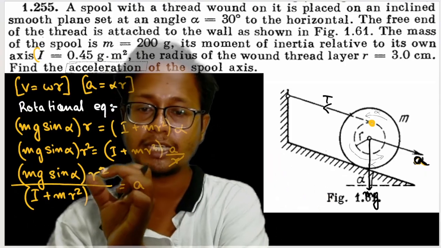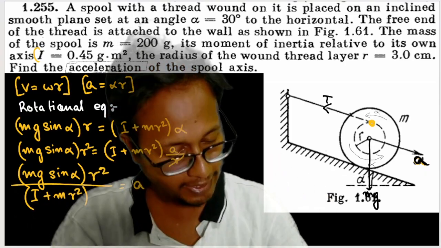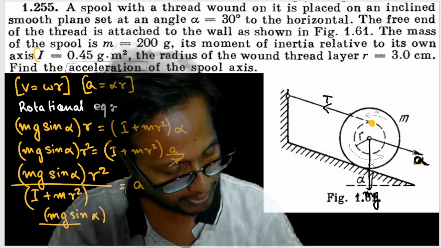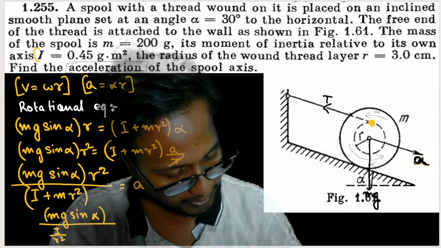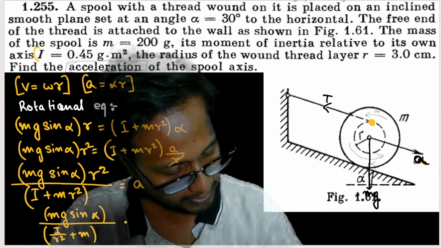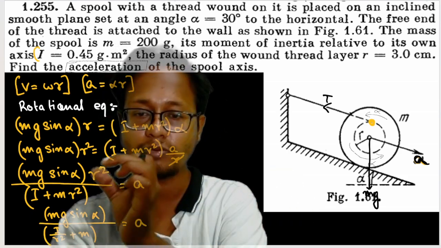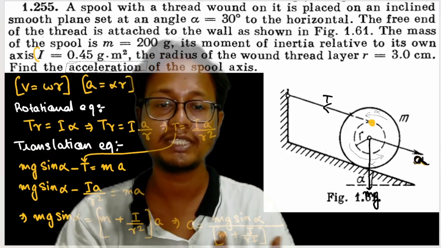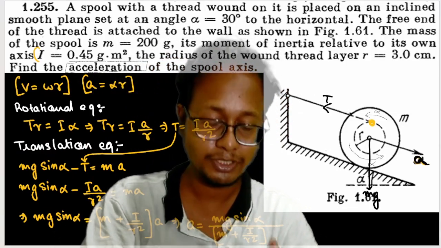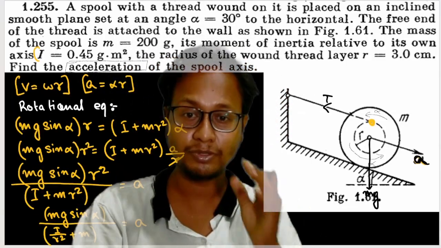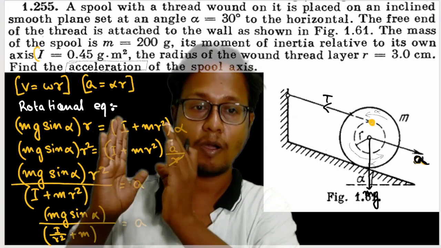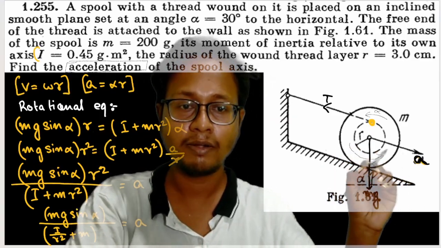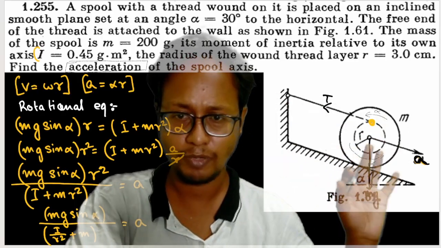Now if I divide by r square out here and out here, I'll get a is equal to mg sin alpha divided by I by r square plus m. I just divided this r square in the denominator. And this answer out here is the same as the previous answer that we got. Understand? So it doesn't matter which method you use as long as you keep your observation correct. That means when I'm using the instantaneous axis of rotation, torque is caused due to this one, and there is no linear component of equation.